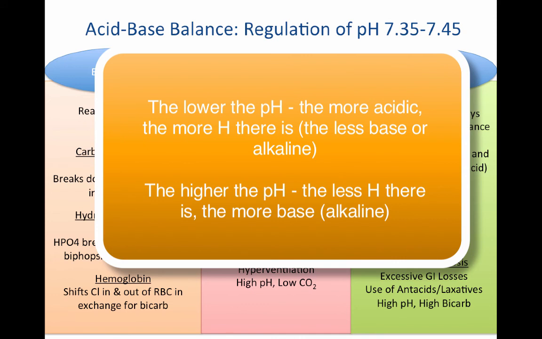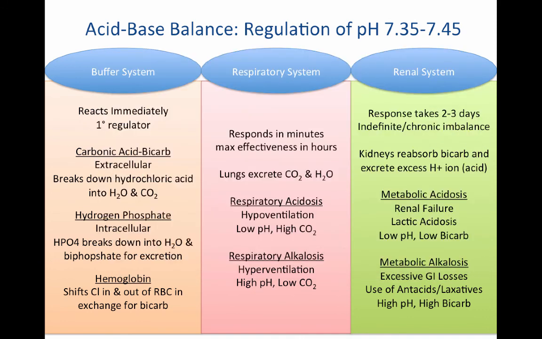And the higher my pH, the less hydrogen ion that's present, and the more alkalinic I am, or the more base I have, okay? So again, pH normally 7.35 to 7.45. pH less than 7.35 is considered acidosis, and a pH greater than 7.45 is considered alkalosis, okay? The body's metabolic processes constantly make acids, and these acids have to be neutralized and excreted by the kidney in order to maintain acid-base balance, okay?